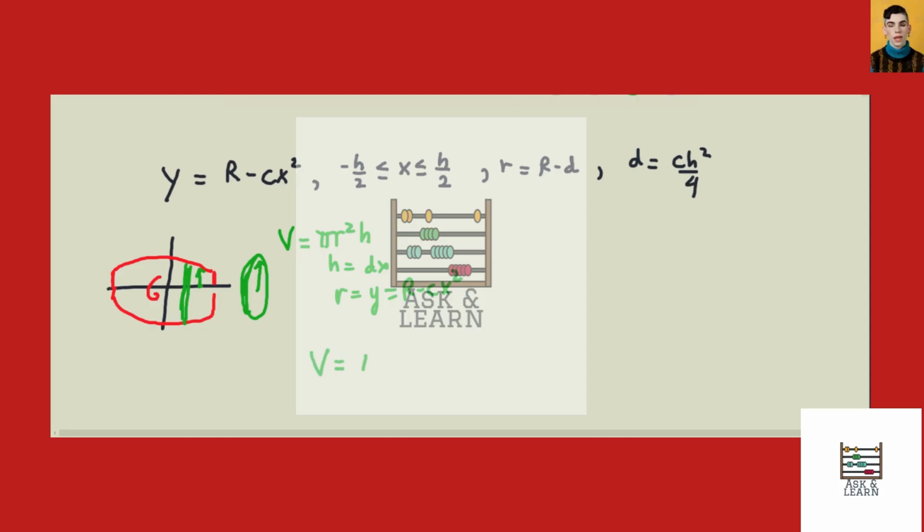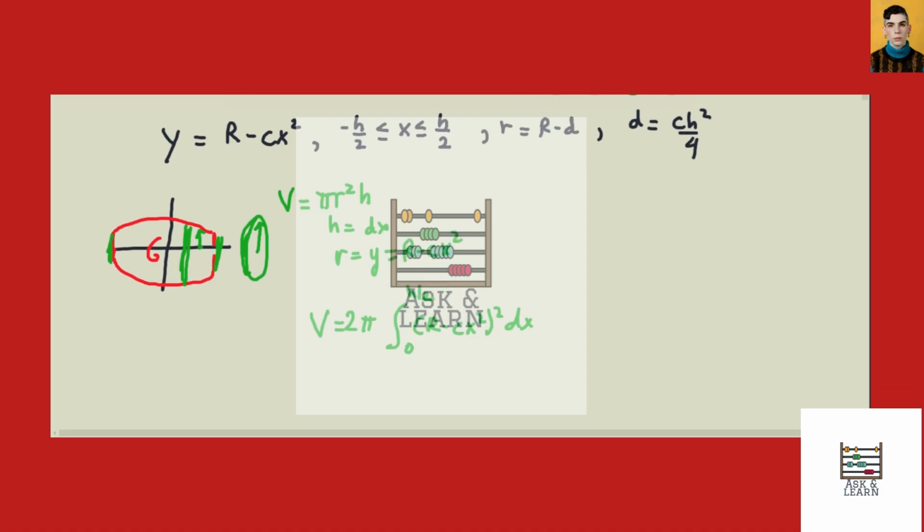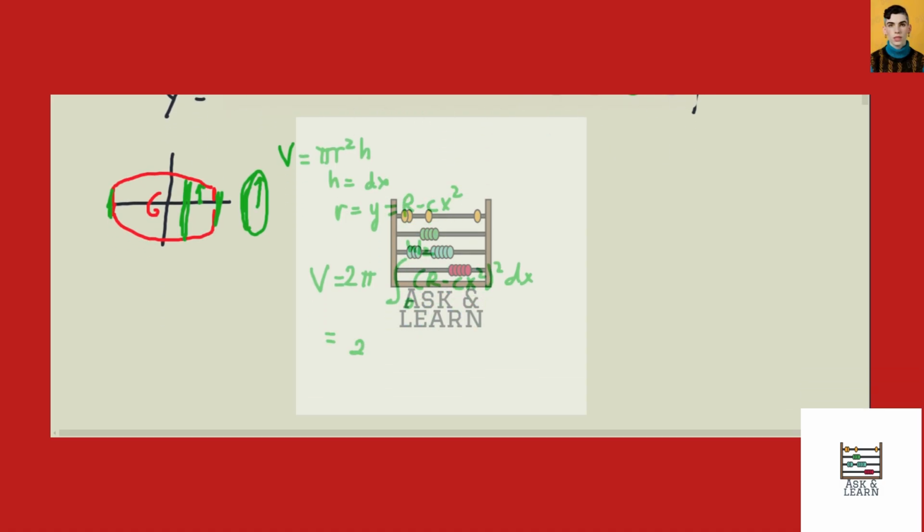So the volume is pi integral of (r minus cx squared)^2 dx from minus h over 2 to h over 2. Well, this is symmetric, so I'm going to do 2 here and 0 to h over 2. Okay, so now I got 2 pi integral. I got to square it out, so r squared minus 2r cx squared plus c squared x to the fourth dx.